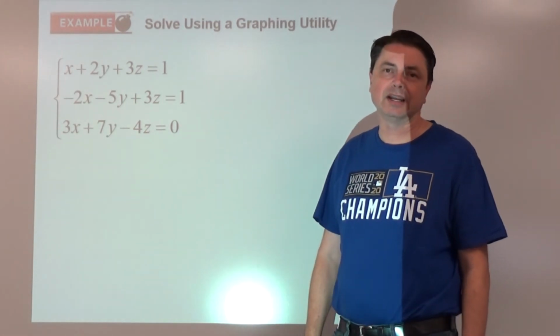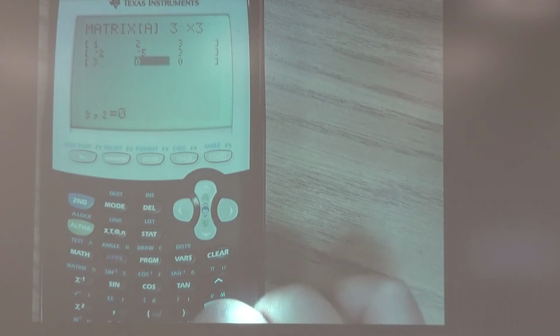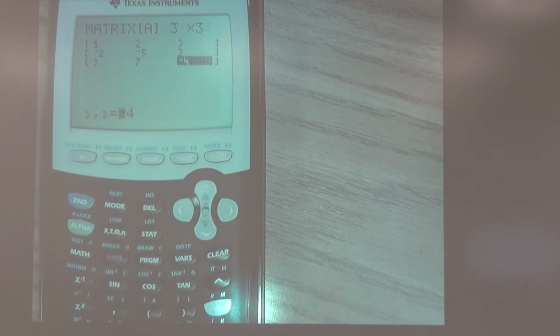All right, let's set it up. Let's go into our matrix, second matrix right there. We want to edit number 1, which is matrix A. We now want that to be a 3 by 3. Top row: 1, 2, 3. Row number 2: negative 2, negative 5, 3. Row number 3: 3, 7, negative 4. Always hit enter twice on the last one to make sure it's in there.